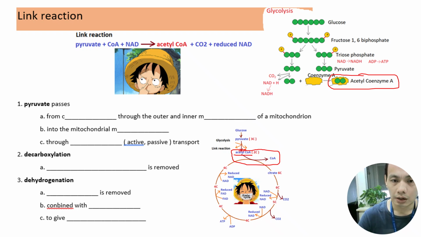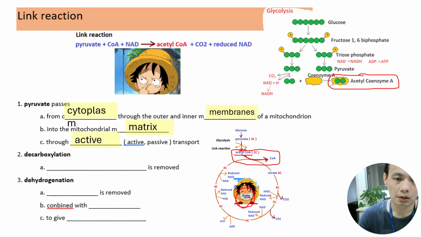Acetyl CoA will be converted back to CoA. You see here? So acetyl CoA will be used in the third process, in the Krebs cycle. Okay, we look at the details. So pyruvate passes from the cytoplasm through the outer and inner membrane of the mitochondrion into the mitochondrial matrix through active transport. Because pyruvate cannot diffuse through the membrane, it needs to be pumped in.